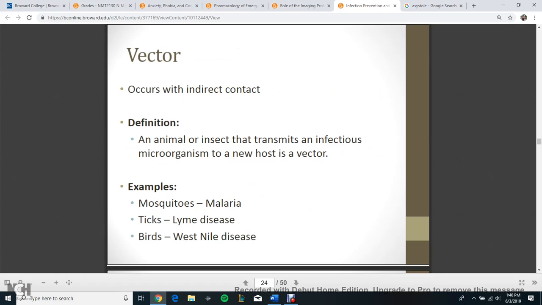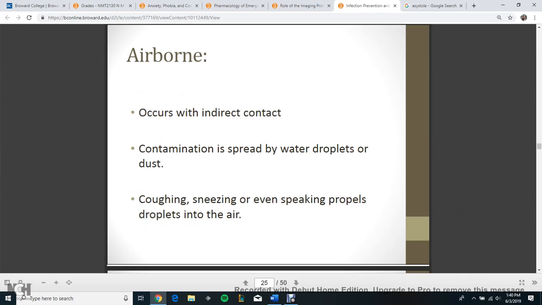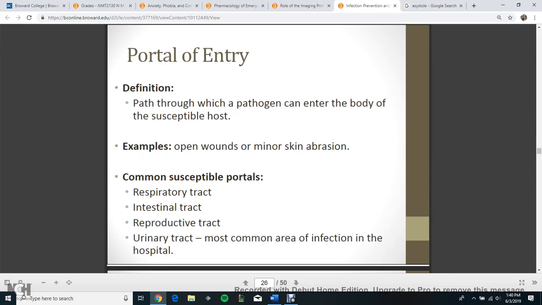A vector occurs with indirect contact. The definition: an animal or an insect that transmits an infectious microorganism to a host. Examples: mosquitoes that give malaria, ticks, Lyme disease, birds, West Nile disease. Airborne occurs with indirect contact. Contamination is spread by water droplets or dust. Coughing, sneezing, or even speaking propels droplets into the air.